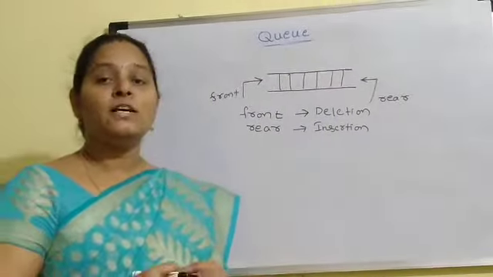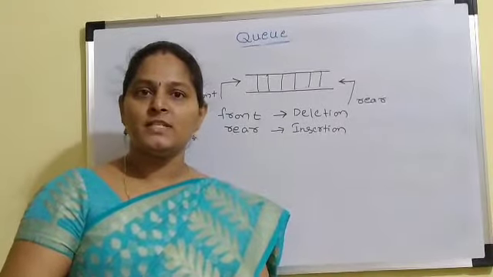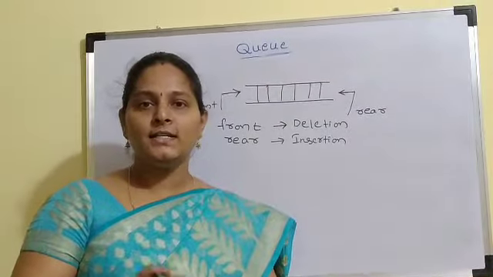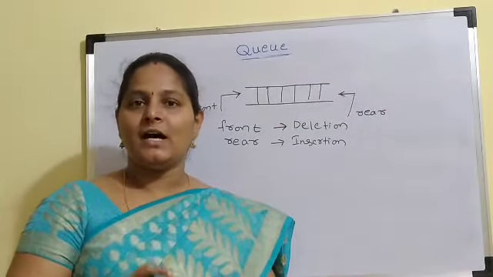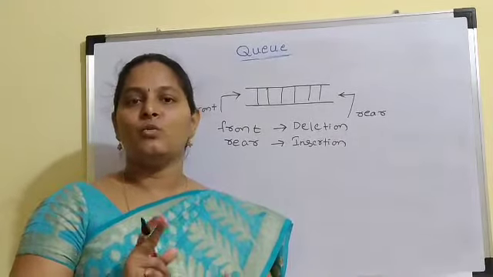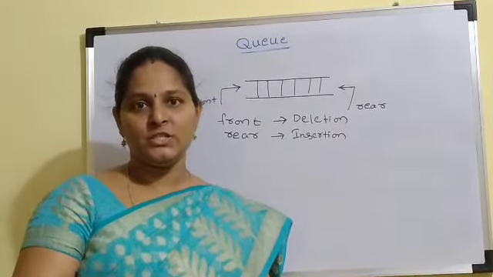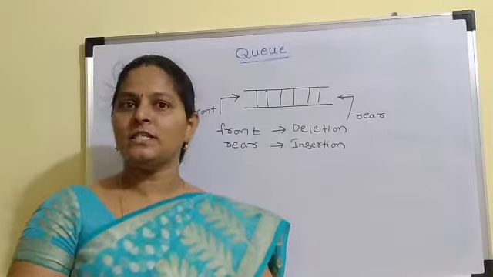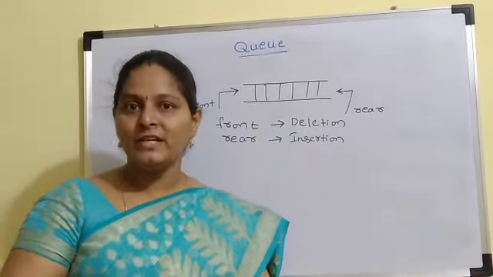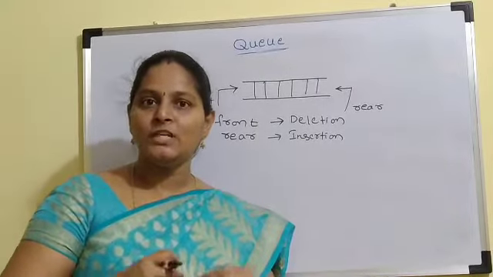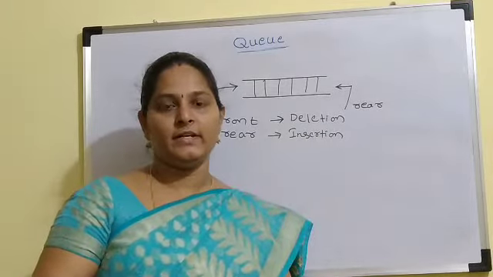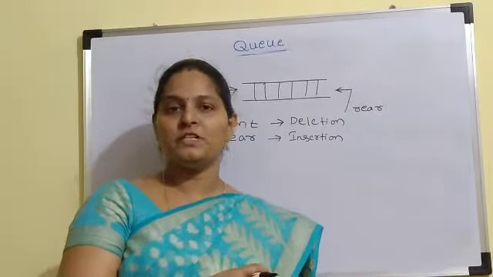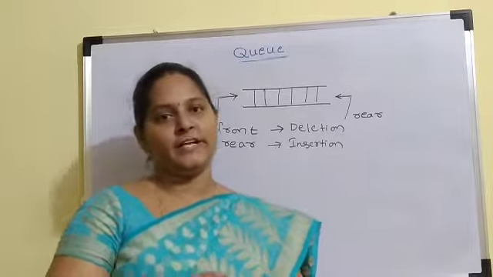Okay, so how can we define this queue data structure is, it is an ordered collection of data elements and it has two ends. One end we will use it for insertion and another end we will use it for deletion. So the end that we use for insertion, we are calling as the rear end, and the end that is used for deletion is called the front end.